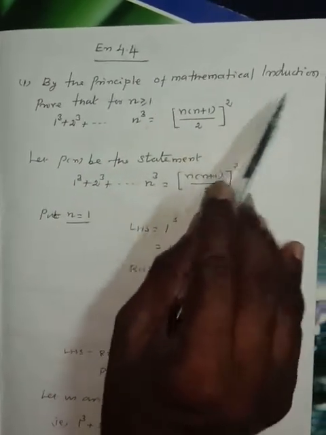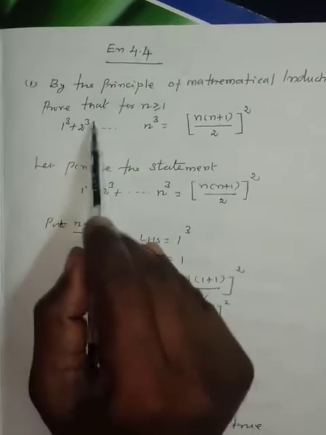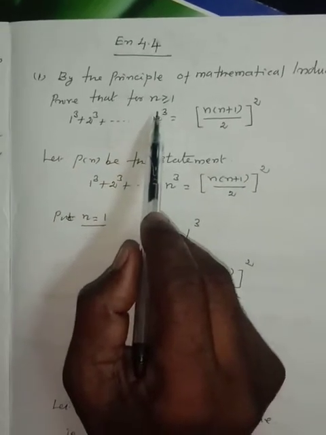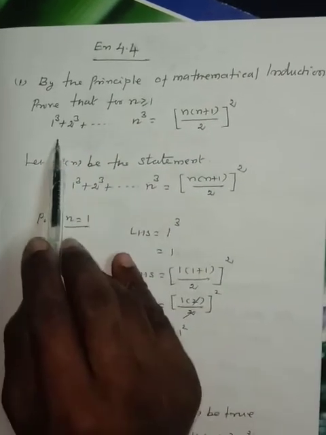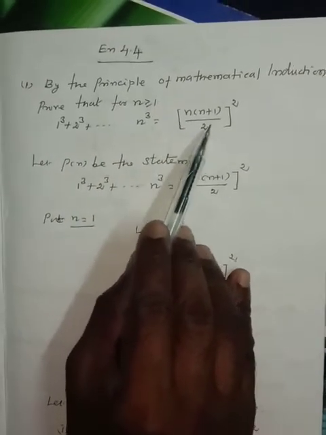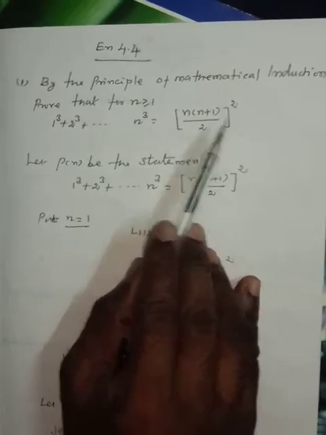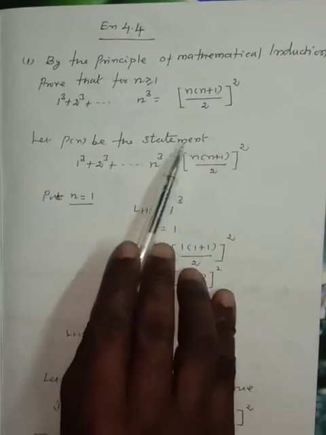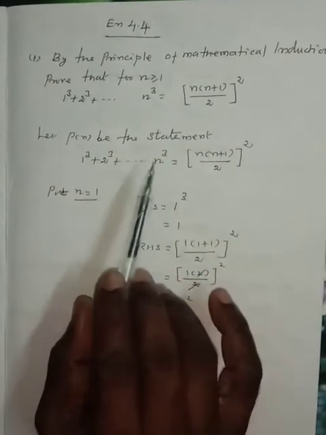Text number 4.4, sum number 1. By the principle of mathematical induction, prove that for n greater than or equal to 1, 1 cube plus 2 cube and so on to n cube is equal to n into n plus 1 by 2 whole square. Let P of n be the given statement.